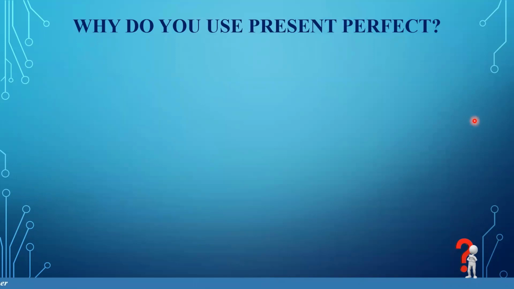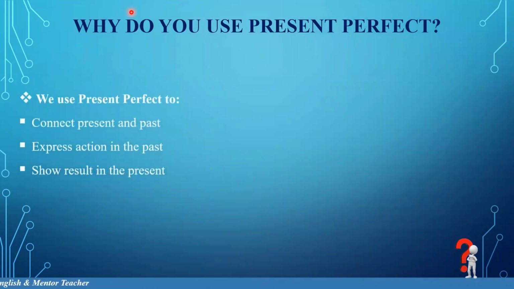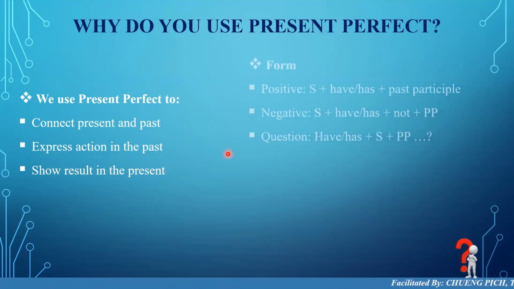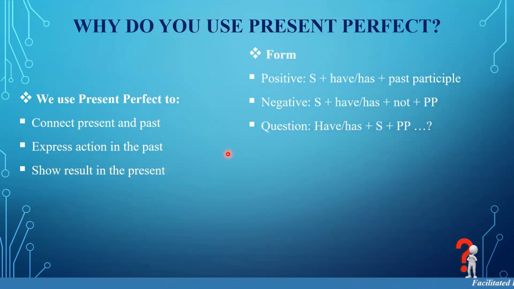Why do we use present perfect? Okay, the reason why we use present perfect is because we want to connect present and past. We want to connect present and past. And the second one is we want to express the action in the past. The last one, we want to show the result in the present. All right, take a look at the form. After that, we show you the example of each form.